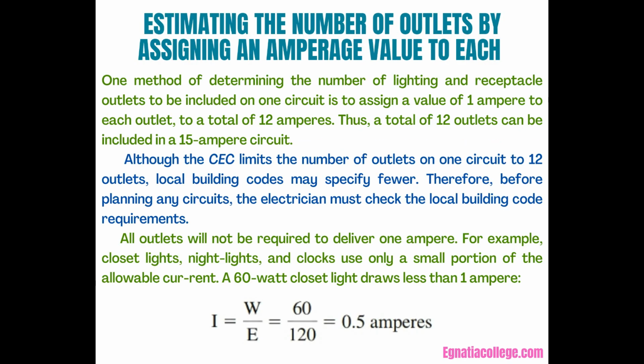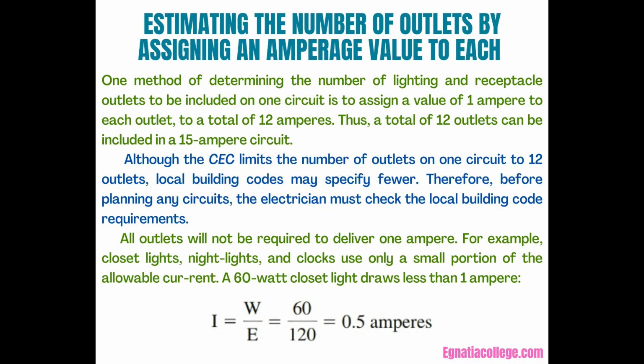Estimating the number of outlets by assigning an amperage value to each. One method of determining the number of lighting and receptacle outlets to be included on one circuit is to assign a value of 1 ampere to each outlet, to a total of 12 amperes. Thus, a total of 12 outlets can be included in a 15 ampere circuit. Although the CEC limits the number of outlets on one circuit to 12 outlets, local building codes may specify fewer. Therefore, before planning any circuits, the electrician must check the local building code requirements.